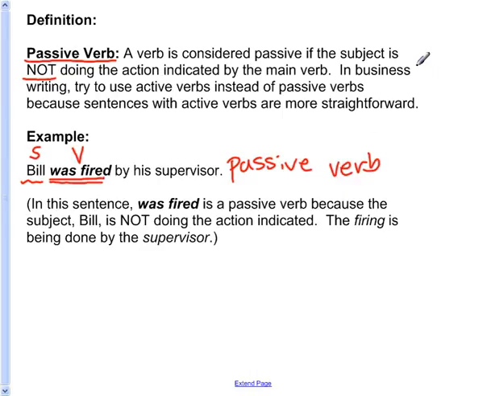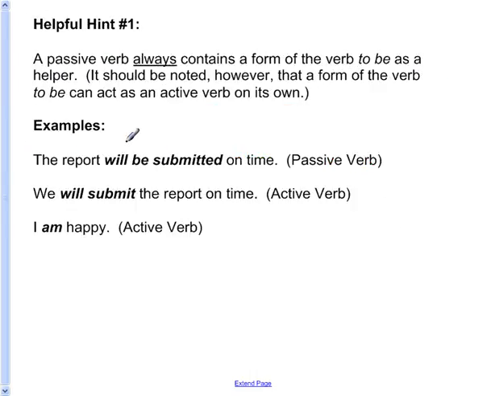Now, at this point, you might be asking, why is it important to understand active and passive verbs? Well, in business writing, we like to use active verbs as much as possible, because sentences with active verbs tend to be more straightforward. Not only are they a little bit shorter, but in terms of the reception of the ideas you're trying to get across, they're easier to understand. Now, there's a few helpful hints we have to look at. First of all, a passive verb always contains a form of the verb to be as a helper.